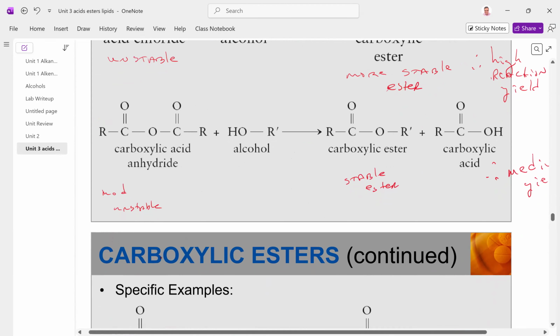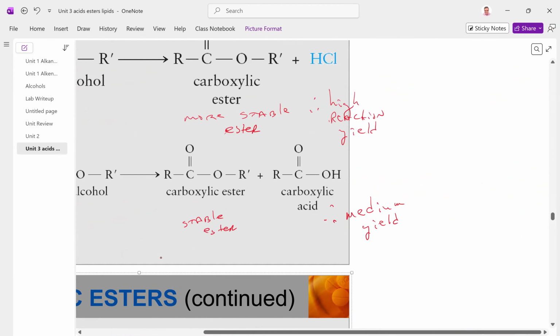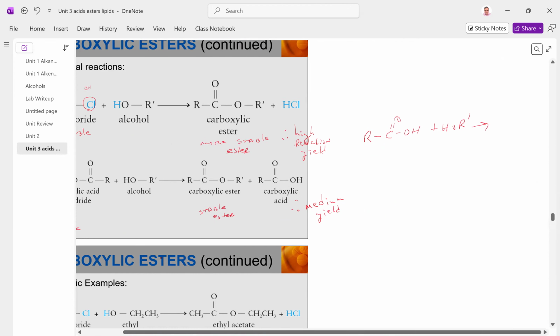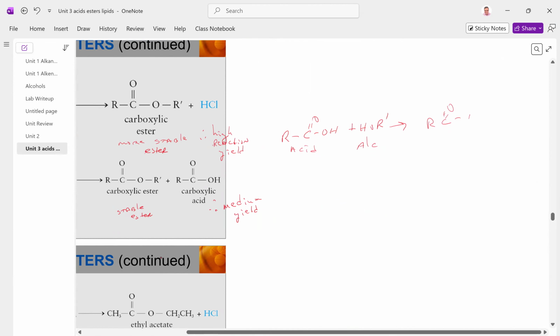And then the third one is where we have just the plain old acid plus alcohol. And that gives us the ester, which is going to be RCOOR prime. And this is going to be the lowest yield. So you need to know these three.